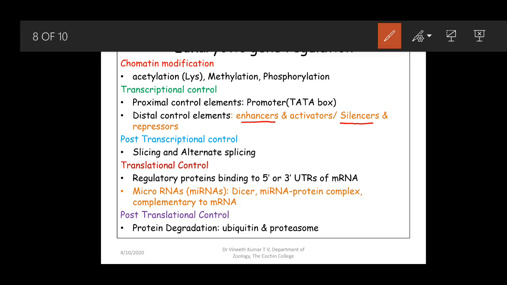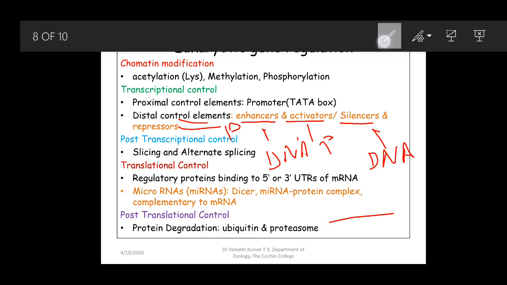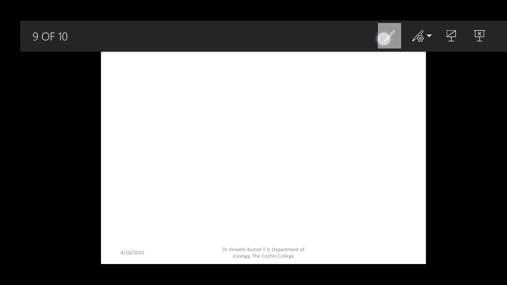What enhancers and silencers do is, enhancers are bound by proteins called activators, and silencers are bound by proteins called repressors. Enhancers and silencers are DNA sequences; activators and repressors are proteins. This activator is a protein, and this repressor is also a protein. These are DNA elements. This is also a DNA element, which is the silencer. So what do they actually do to control the gene?